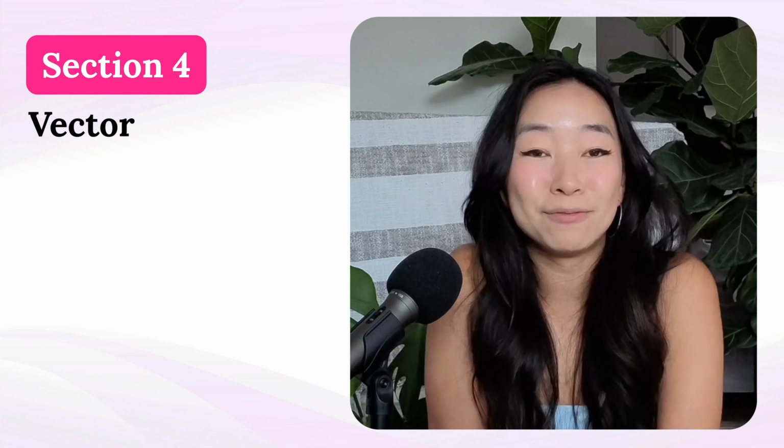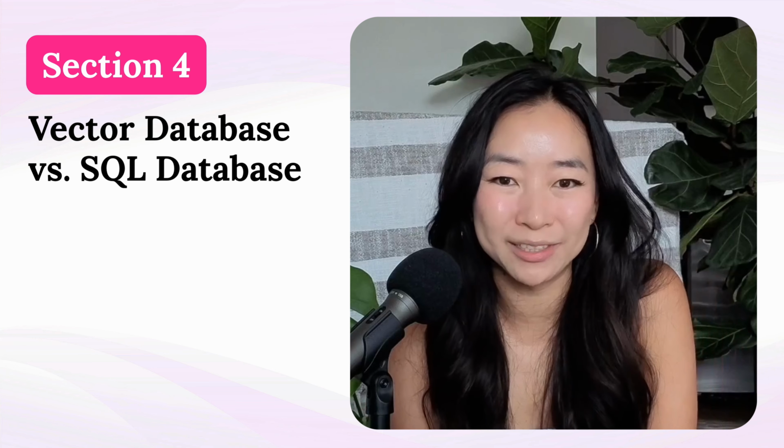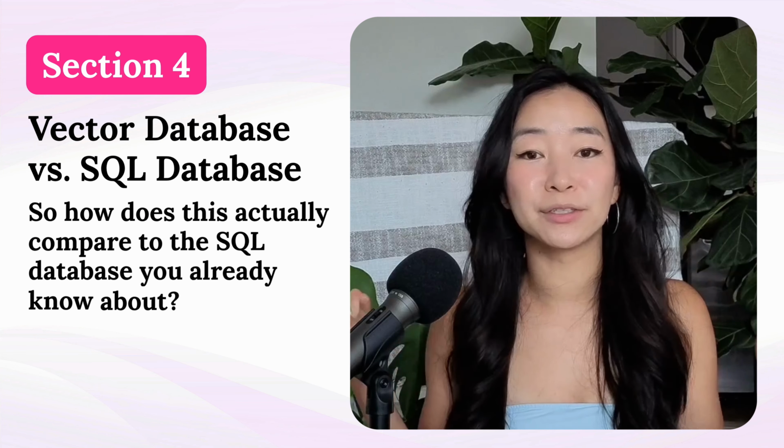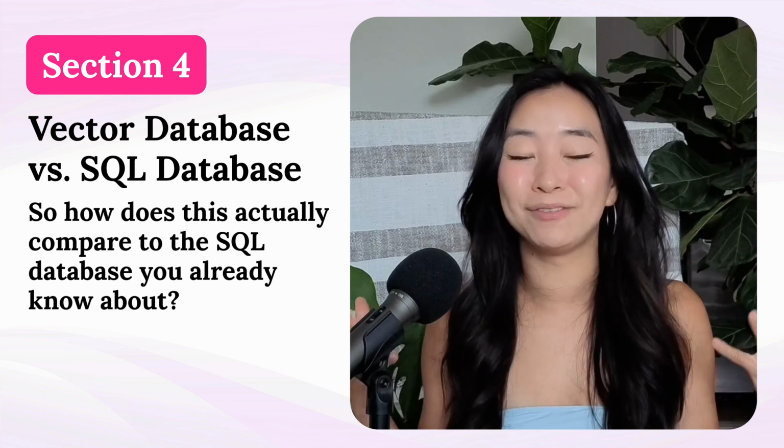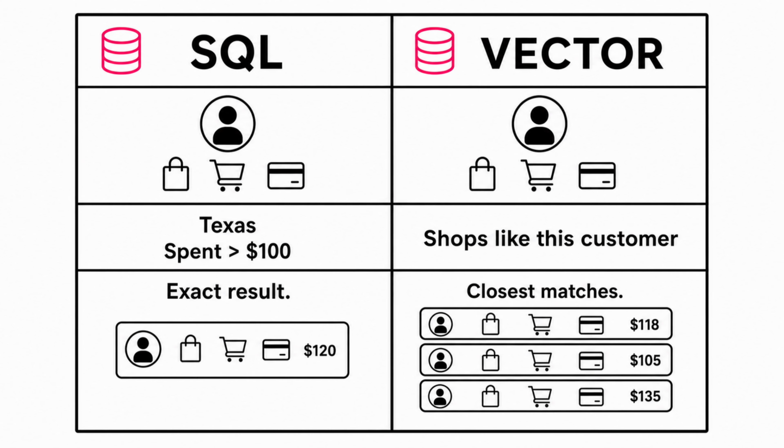All right, let's talk about vector databases versus SQL databases. So how do these compare to the SQL databases that you are probably very familiar with? Think about it like this. A SQL database is good for keyword search and exact matches, right? So give me all the customers in Texas that spent more than $100. It filters to the rows that match those exact conditions.